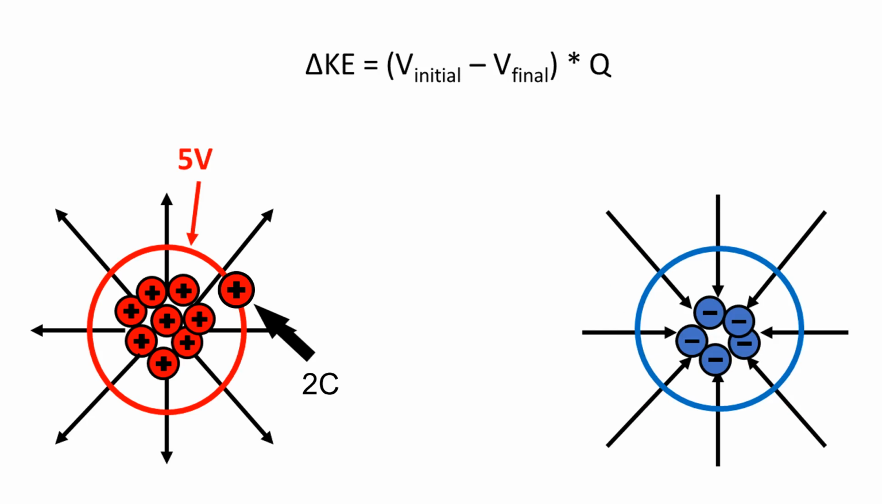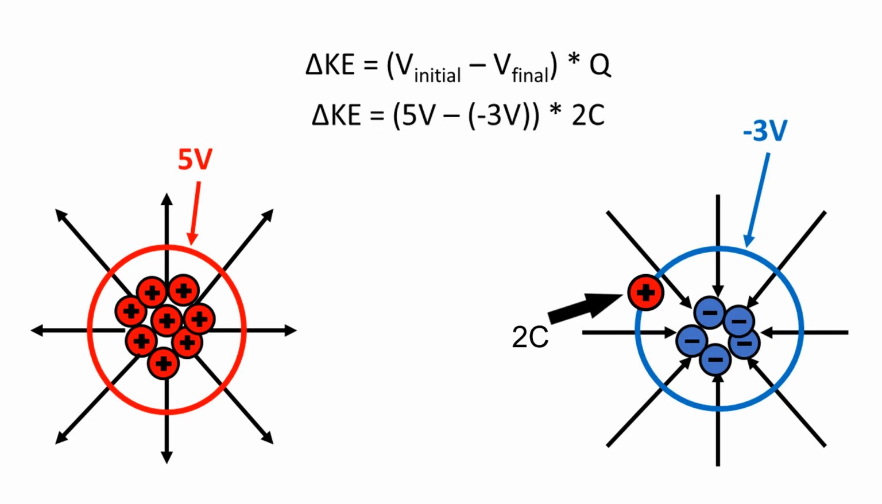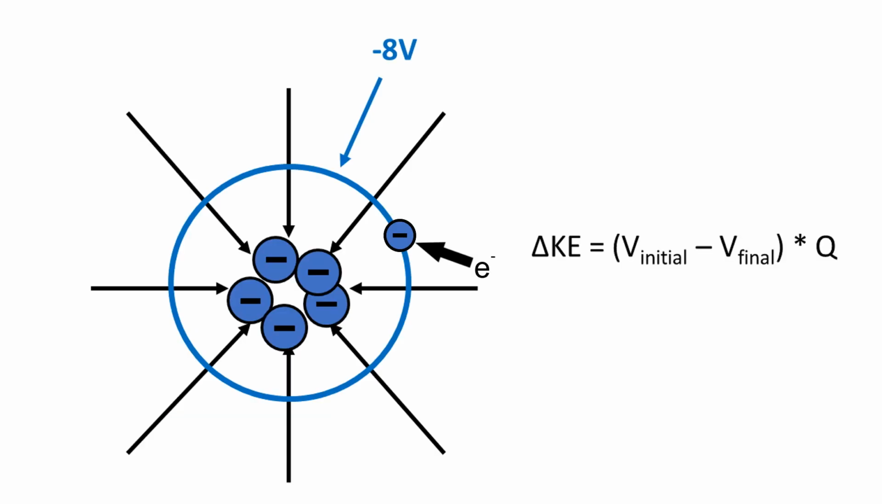This equation can also be used when dealing with negative voltages, such as when moving to a region with a potential of negative 3 volts. In this case, the particle will gain 16 joules of kinetic energy. Negatively charged particles work just as well with this equation.